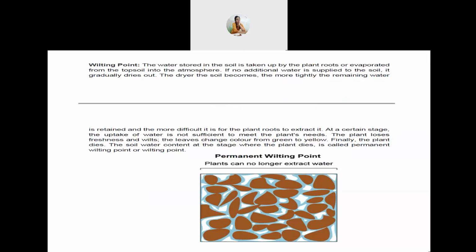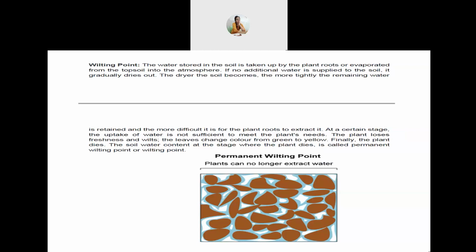Wilting point. The water stored in the soil is taken up by the plant roots or evaporated from the topsoil into the atmosphere. If no additional water is supplied to the soil, it gradually dries out. The drier the soil becomes, the more tightly the remaining water is retained, and the more difficult it is for the plant roots to extract it.